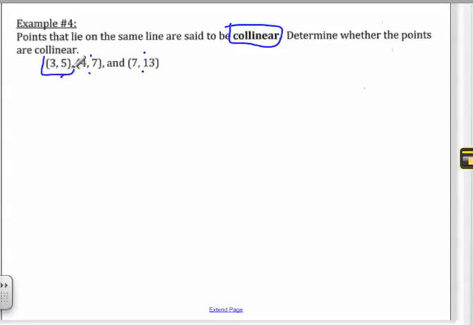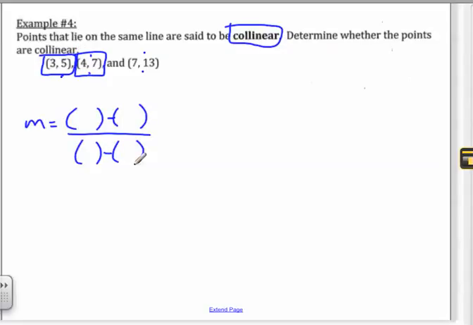I'm going to take this point and this point first. So slope is equal to y minus y over x minus x. And I'm going to do 5 and 7, and I'm going to do 3 and 4. So that's going to give me negative 2 over negative 1. So the slope is 2 over 1. Everybody happy with that? The slope between those 2 points?